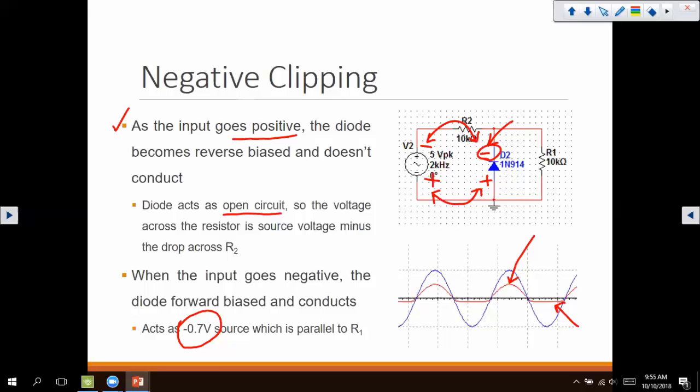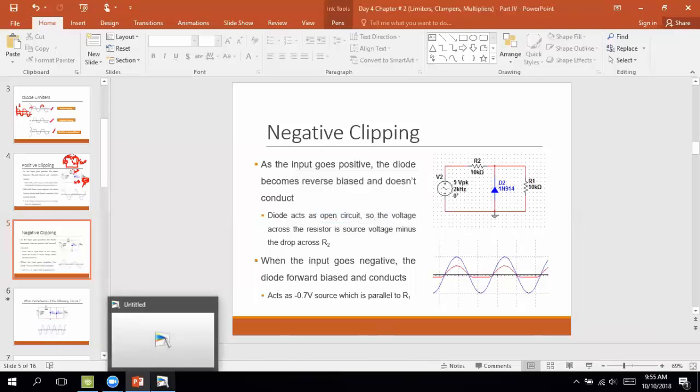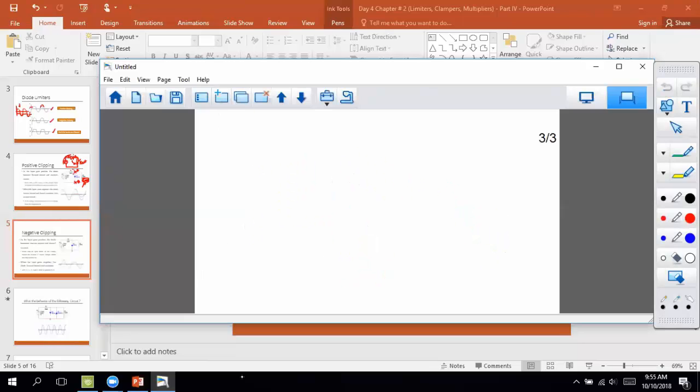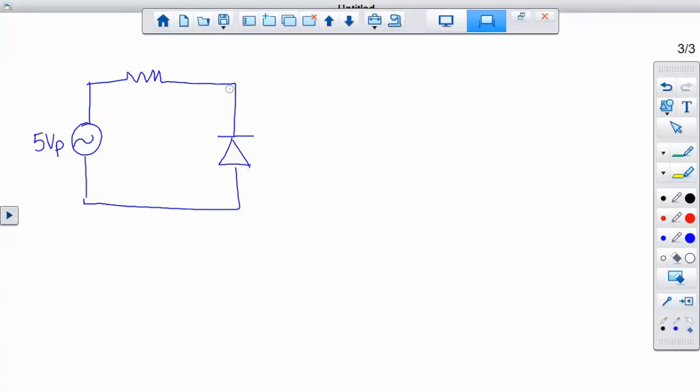So let's take a couple of examples to see how to deal with a negative clipper. So let's say the voltage is maybe 5 volts, require a resistor and a diode facing that way, and also a load resistor.